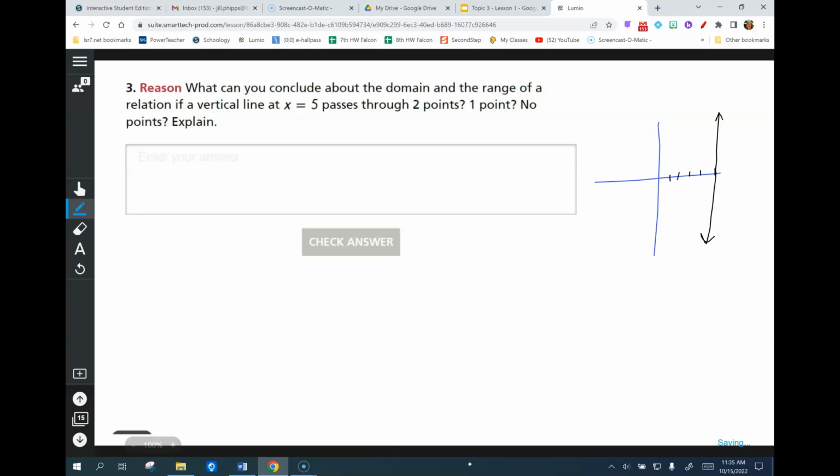Okay, what's my domain? Well, it doesn't matter what my x values are. They're just going to be 5. That's my whole domain. Okay, it doesn't matter how many points it passes through. That's my whole domain. Even if I don't pass through any points, which is a whole bunch over here. My domain is 5. That's all I can plug in. What's my range? It is everything. Okay, it's all real numbers. It can hit everything. Good.